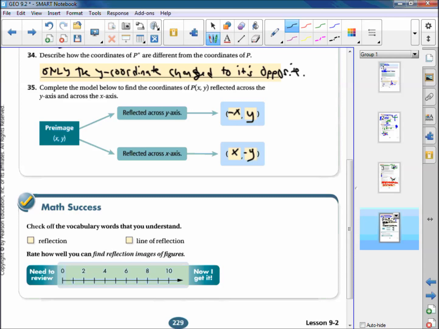All right, so check out the vocabulary words that you understand. Hopefully you're good at reflection. You understand what that means. And to do a reflection, we need a line of reflection, so it's hard to not understand that one if you understand the first one.